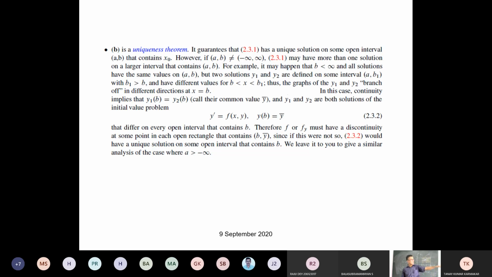Now this is very interesting. I'm giving you a minute or so, can you just have a look at what is written there about this uniqueness? I'll try to explain it to you. In fact, we are going to work out some problems later on, once we have proved the uniqueness and existence theorem.